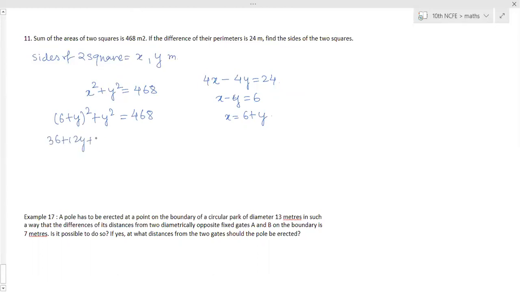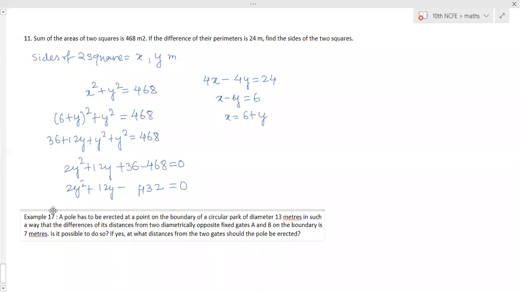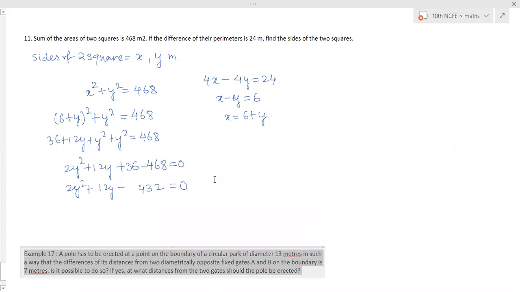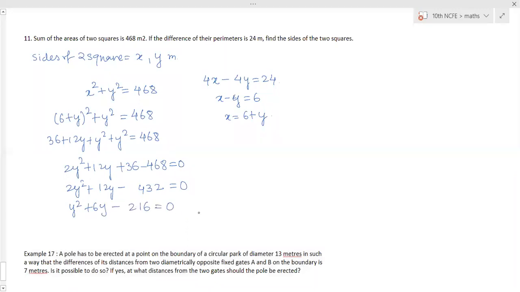36 plus 12y plus y square is equal to 468. So 2y square plus 12y plus 36 minus 468 is equal to 0. 2y square plus 12y minus 432 is equal to 0. Now everything is divisible by 2, so divide it by 2. y square plus 6y minus 216 is equal to 0.